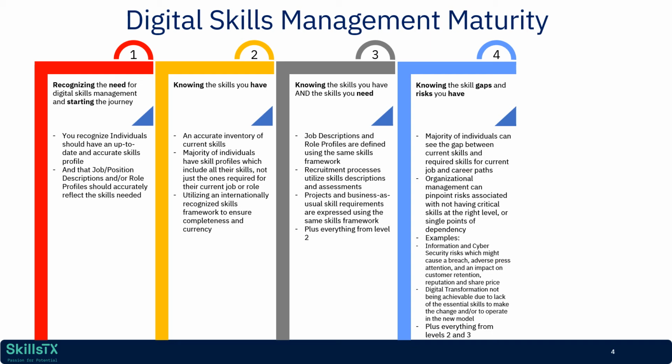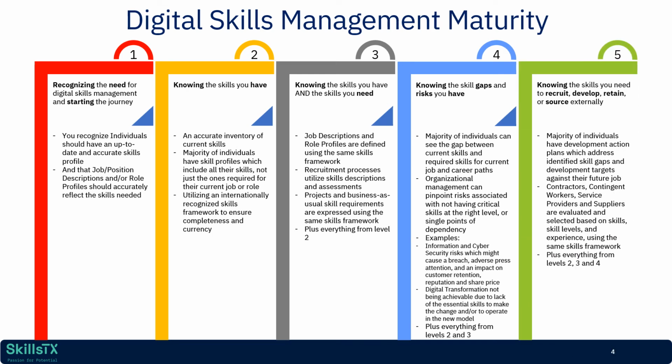The management in the organization can pinpoint those risks, work out which ones are more critical than others, and use it as a way of prioritizing. There are several examples shown there. A lot of information and cybersecurity breaches and challenges come from not having the right people with the right skills at the right level in the right place. The same thing happens with failures in projects and programs, digital transformations, and all sorts of other change initiatives.